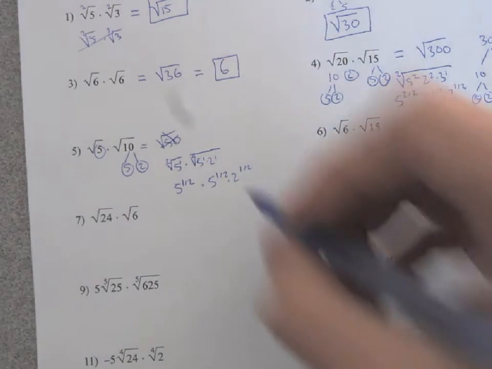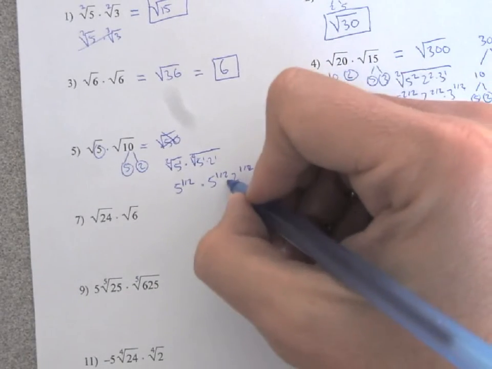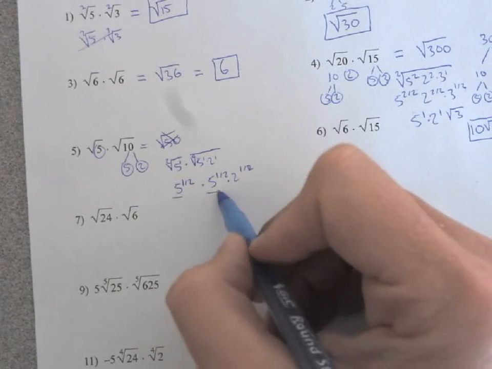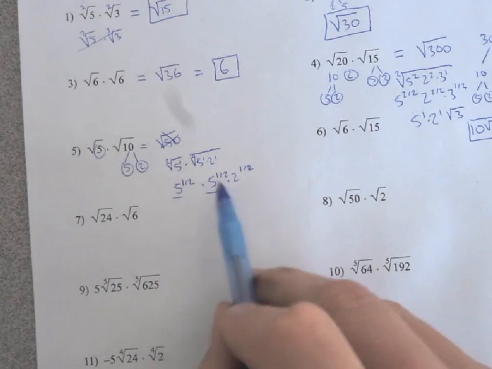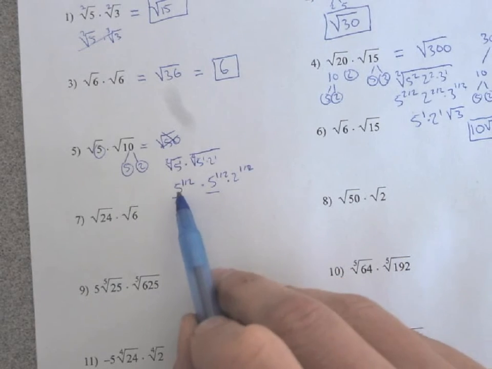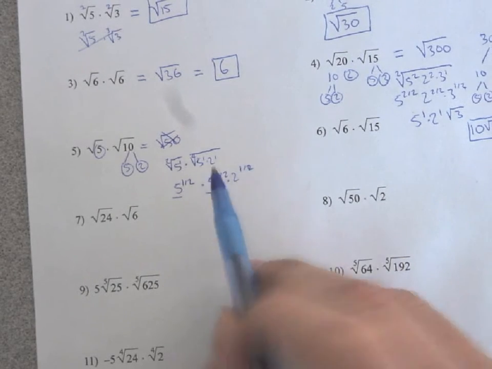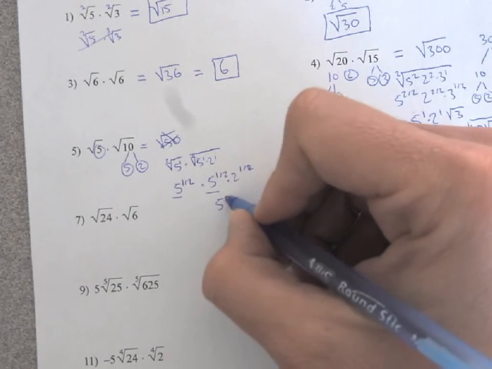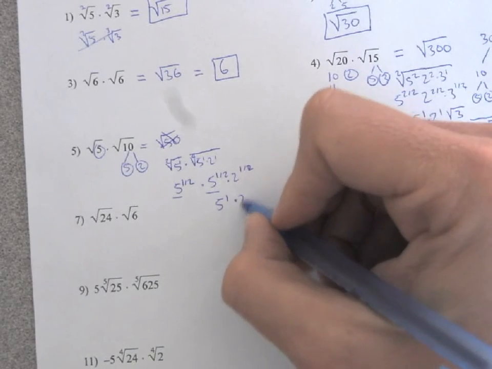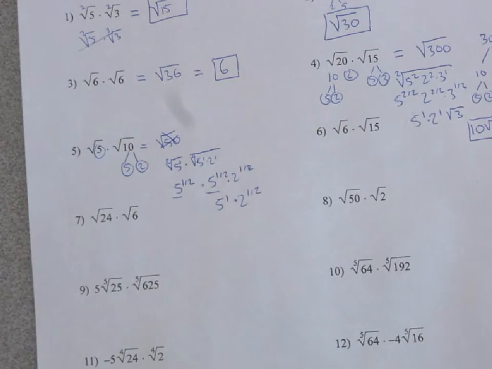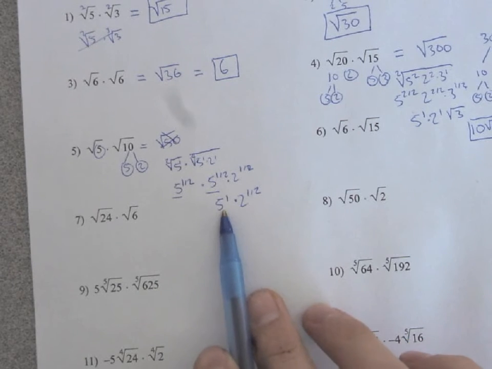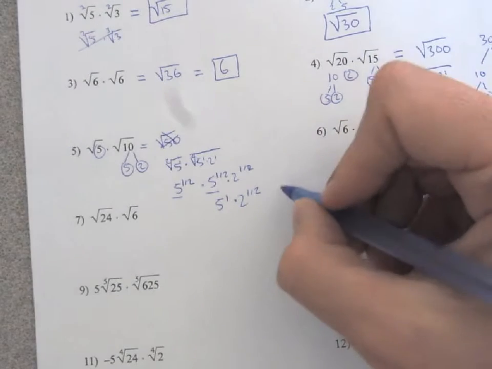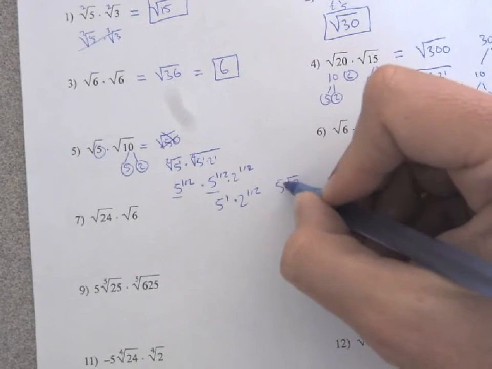The advantage of doing that now is that I can see that I have 5 and 5, so the same base here. And if I have the same base, I can add these exponents. So now I have 5 to the 1/2 plus 1/2, and 1/2 plus 1/2 is 1. So I have 5 to the 1, 2 to the 1/2 power. And now I can turn this back into a root. So this is a regular 5. This is a square root of 2. So I have 5 square root 2.